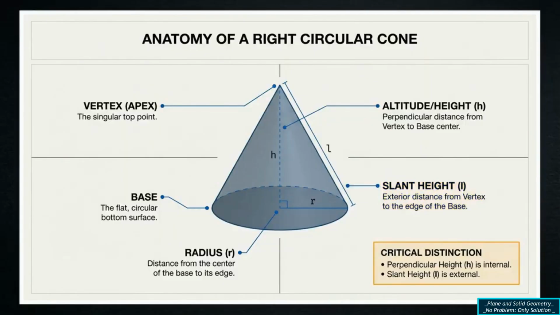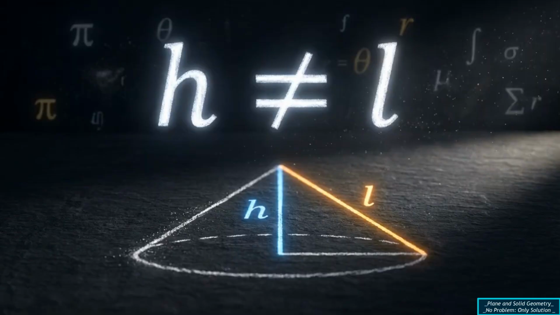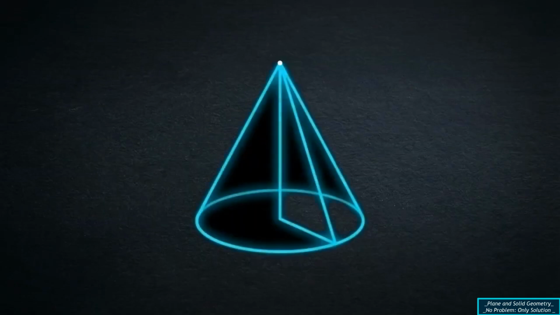of the base. Confusing that internal straight height with the external slant height is the single most common cause of geometric errors. Differentiating these 2 lines is the first step to accurately calculating the properties of the shape.